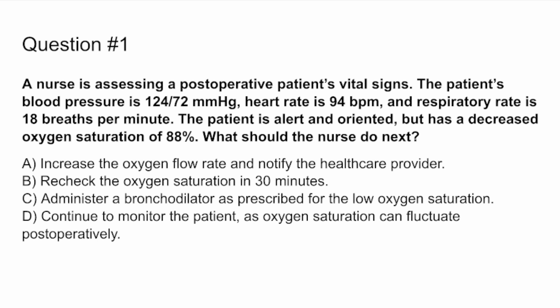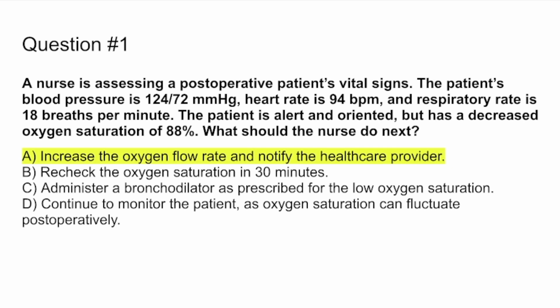So I would say the answer is A. So the answer is A, increase the oxygen flow rate and notify the healthcare provider. So in this case, we don't want to wait to take action if we know that the patient's O2 levels are 88%. That is not a normal vital sign. So we need to know our vital signs to know what to look for and know what to act on.